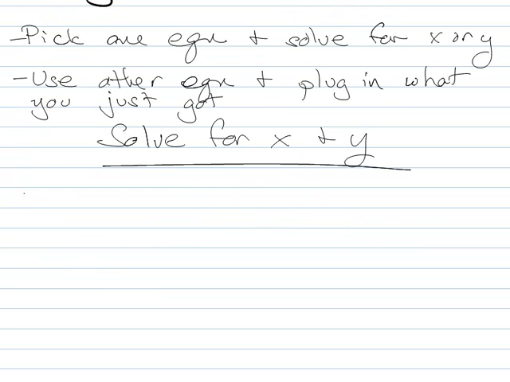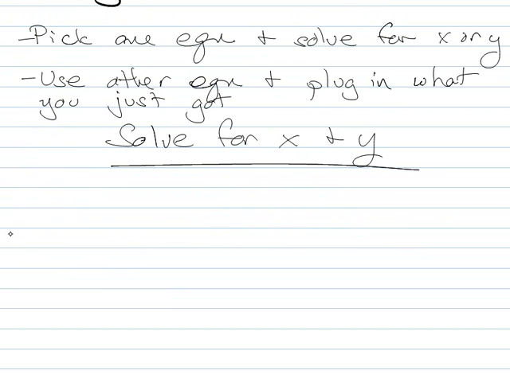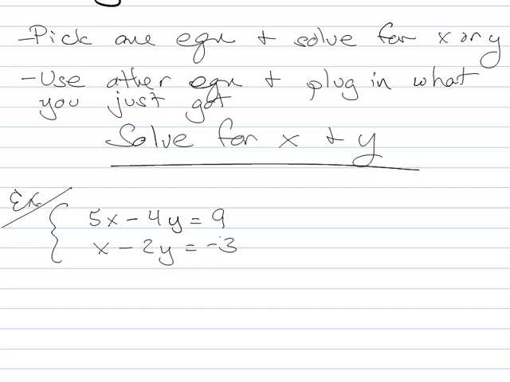Okay, so let's look at an example here. Say now we actually wanted to solve for x and y without graphing. They're not given the variables in advance. We've got 5x minus 4y equals 9 and x minus 2y equals negative 3. All right. So we want to pick one of the equations and solve for either x or y. Now here's the trick. You always want to go for the easiest looking one. So which one here looks the easiest to solve for?